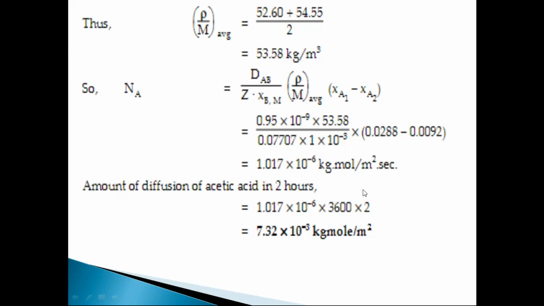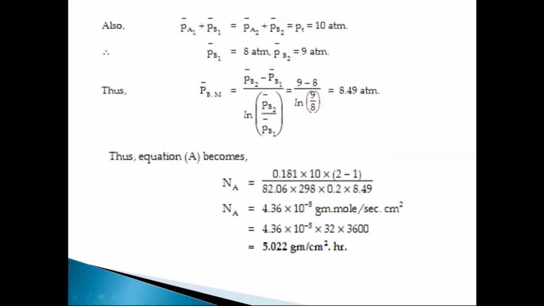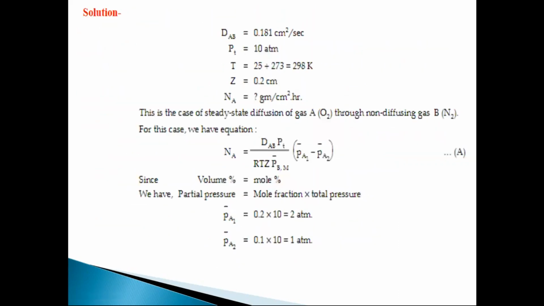I told you that you have to convert this answer for 2 hours. So multiply by 3600 into 2. You will get the final answer, that is 7.32 into 10 raised to minus 3 kg mole per meter square. Both these numericals are very important and easy. So practice this and try to solve by your own.